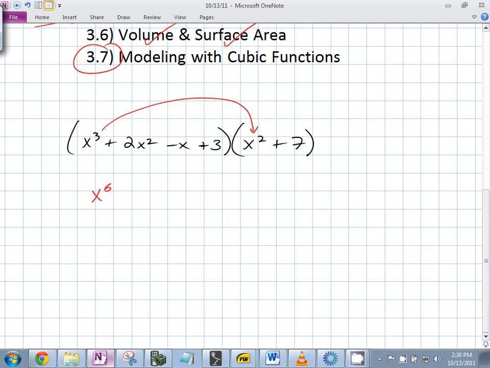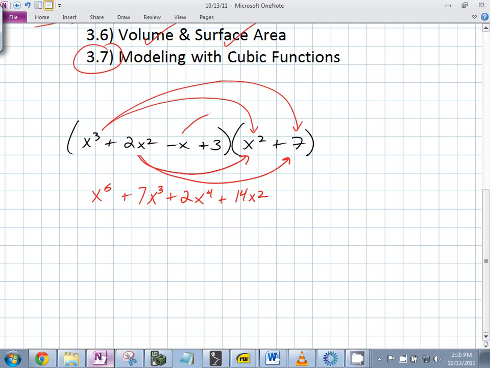Oh, went to the wrong one. Times that. Times 7. Right. What about this? 4. What's that? Negative x times x squared. Negative x times 7. 3 times x squared. And 3 times 7.